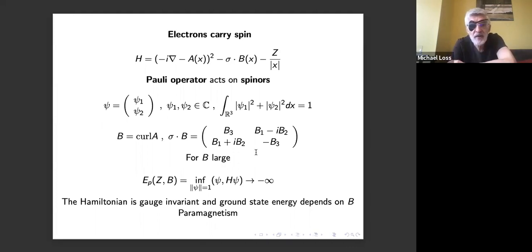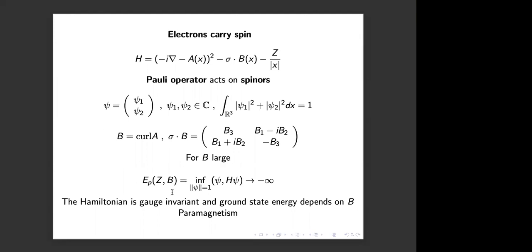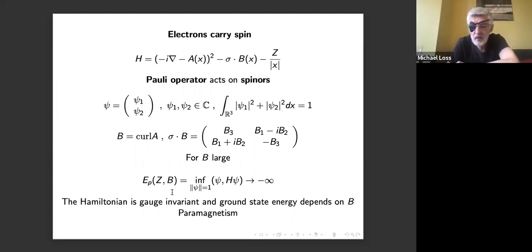You see the story here is very different from what we had before, namely the sigma dot B term can really lower the energy dramatically. You can easily convince yourself that you can cook up even a constant magnetic field that tells you that when you let the magnetic field go off to infinity, the ground state energy of this Hamiltonian tends to minus infinity. By the way, this Hamiltonian is of course gauge invariant, so the energy depends only on the magnetic field and not on the vector potential. This is, by the way, what we call paramagnetism.